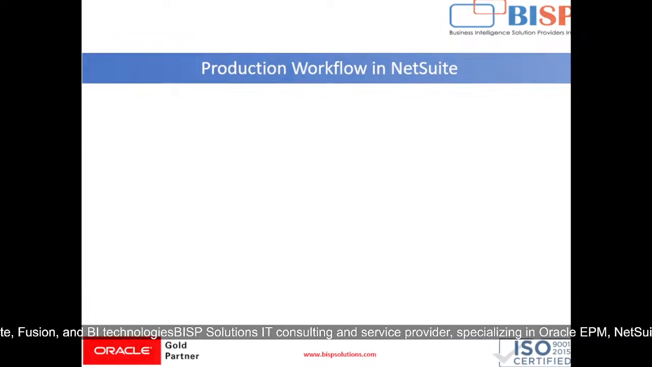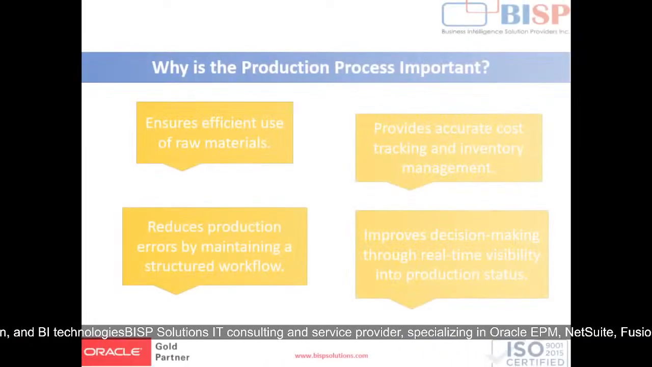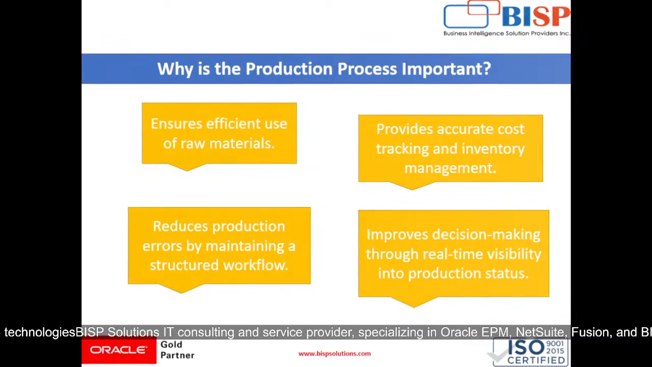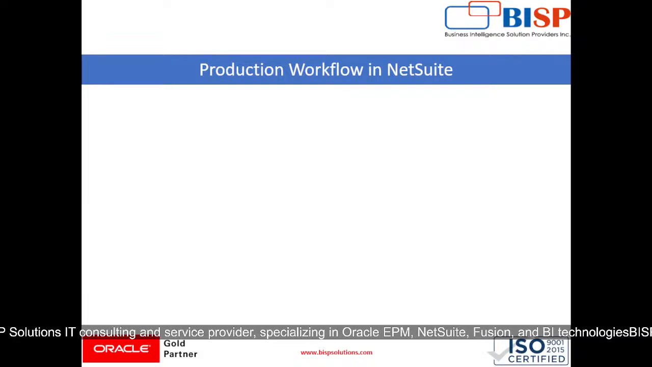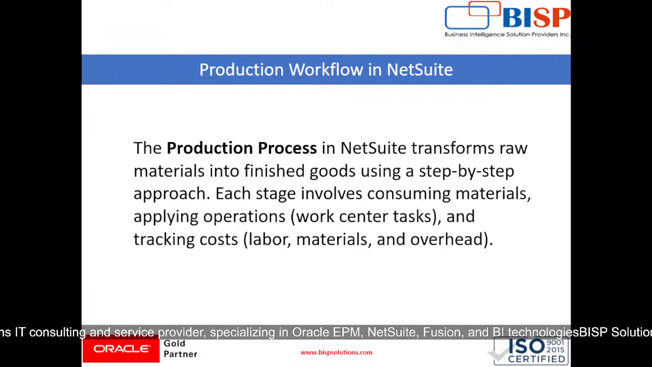Next comes our work orders in NetSuite. Before that, the production workflow in NetSuite, which is the process in NetSuite that transforms raw material into finished goods using a step-by-step approach. Each stage involves consuming materials, applying operations, which is work center tasks, and tracking cost, which consists of labor, materials, and overhead also.